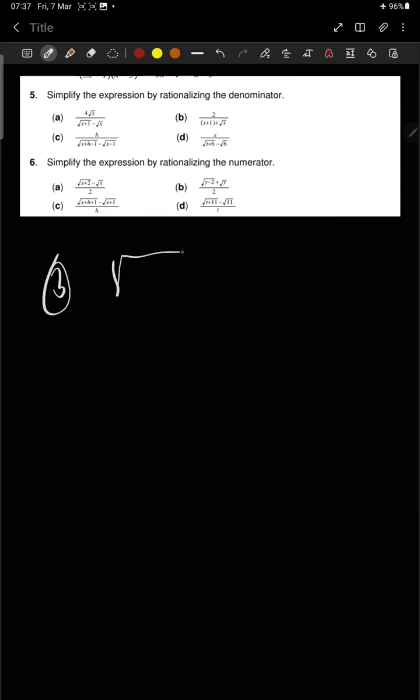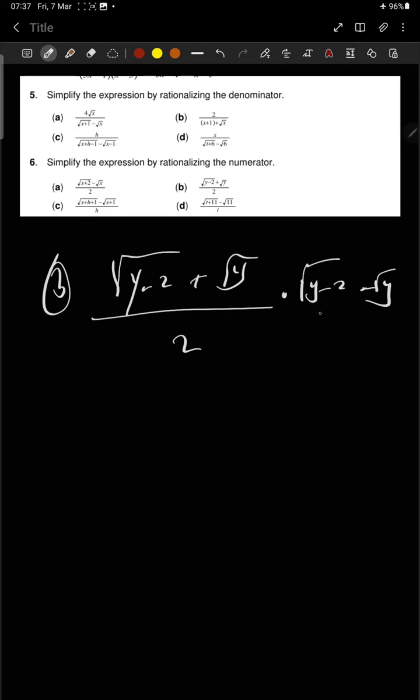So B, we have square root of y minus 2 plus the square root of y over 2. Feel free to pause the video. Now this is the same as the first one, isn't it? It's the same as the first one. You can try answering this. It will be y minus 2, plus minus the square root of y. That's a conjugate over square root of y minus 2 minus the square root of y.